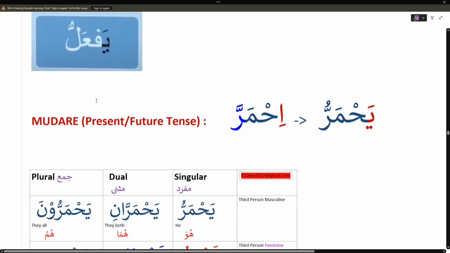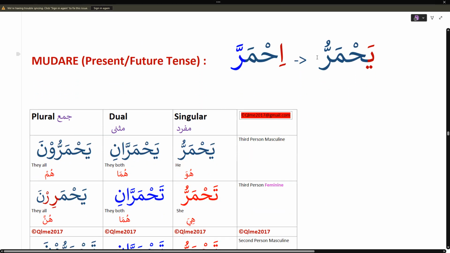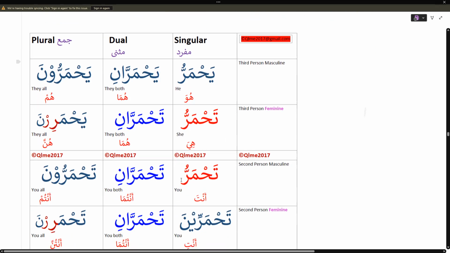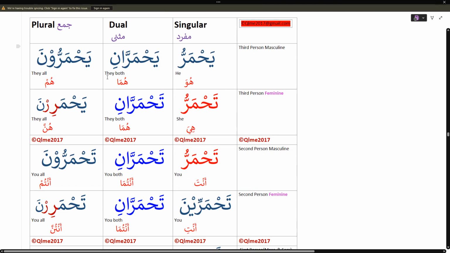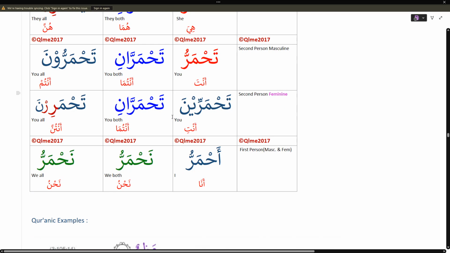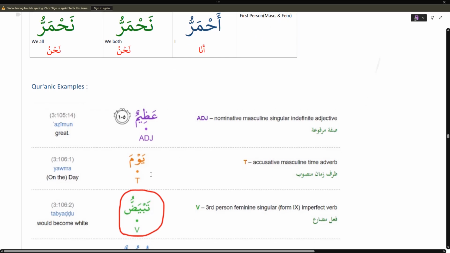So it becomes ihmarra, yahmarru. And the chart is yahmarru, yahmarrani, yahmarruna. Tahmarru, tahmarrani, yahmarirna. The ra is separated here. And there's a kasra. And we have tahmarru, tahmarrani, tahmarruna. Tahmarrina, tahmarrani, tahmarirna. Ahmarru, nahmarru.